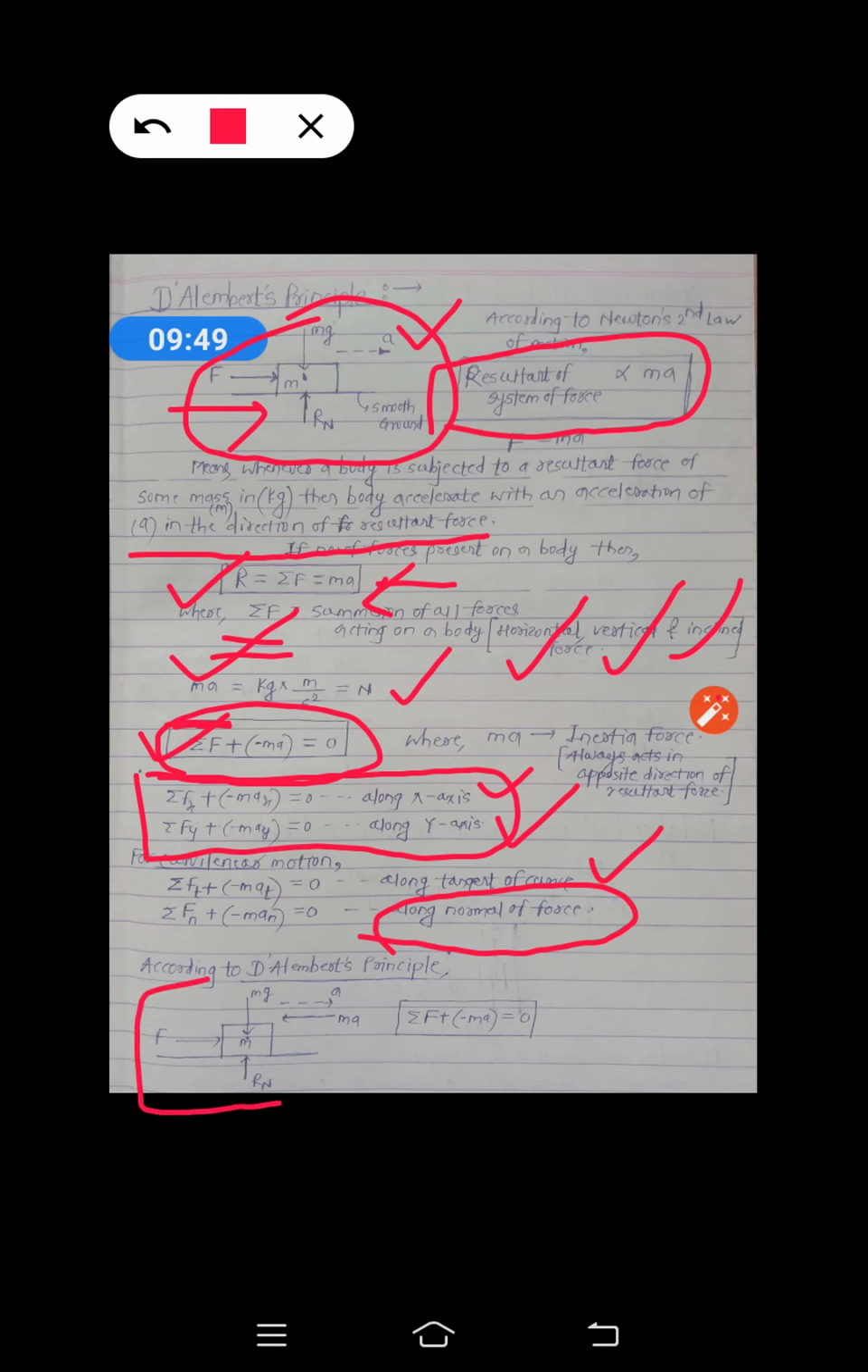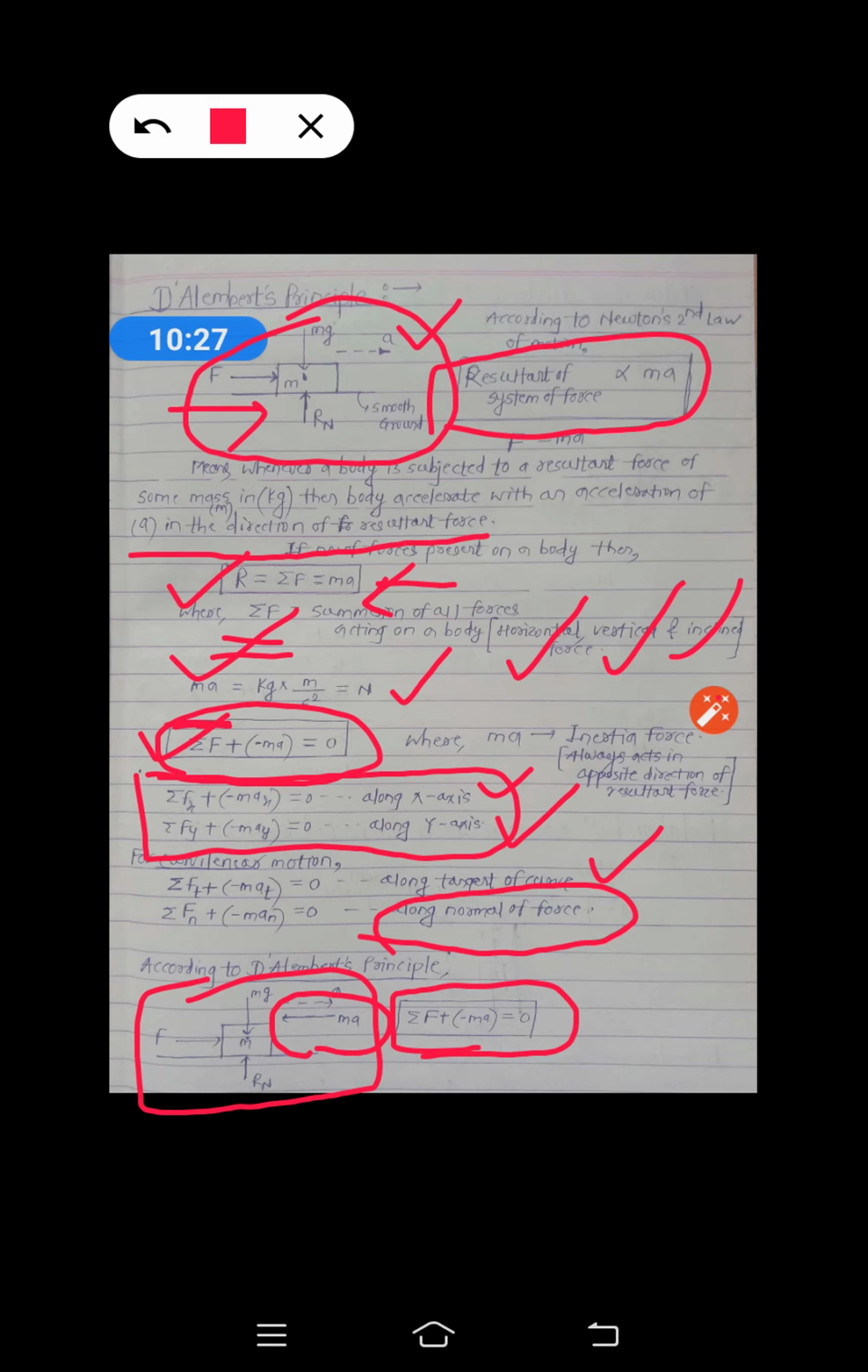See, we observe the same figure that we already discussed previously during Newton's second law of motion, but here one difference is there. What is the difference, students? This ma we show in the opposite direction to the F. Why? Because in our mathematical equation we clearly say ma acts in the opposite direction of the resultant of the forces. Okay, so that ma we already know is nothing but inertia force.